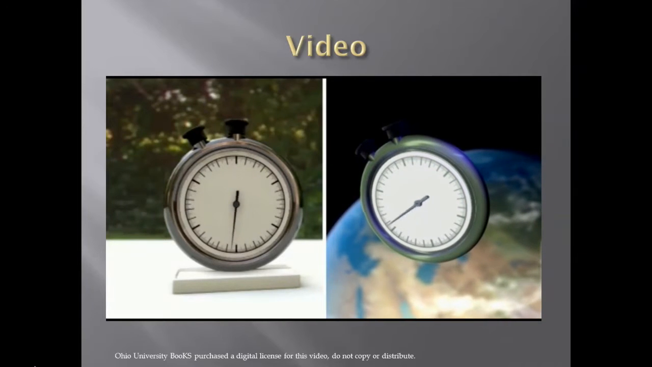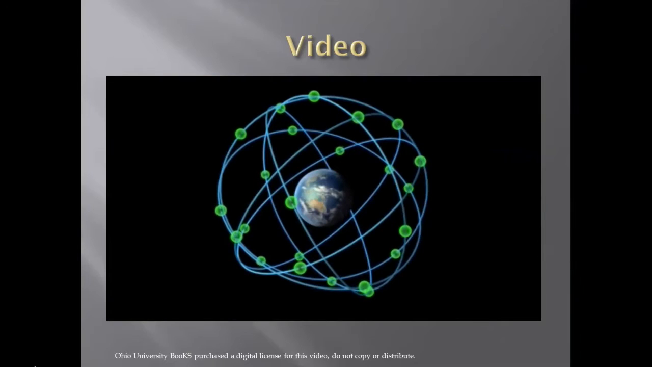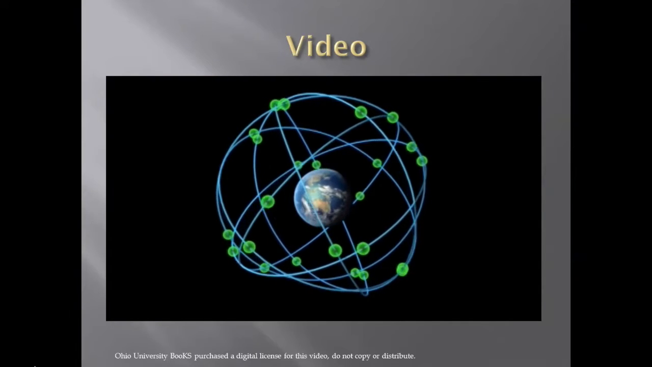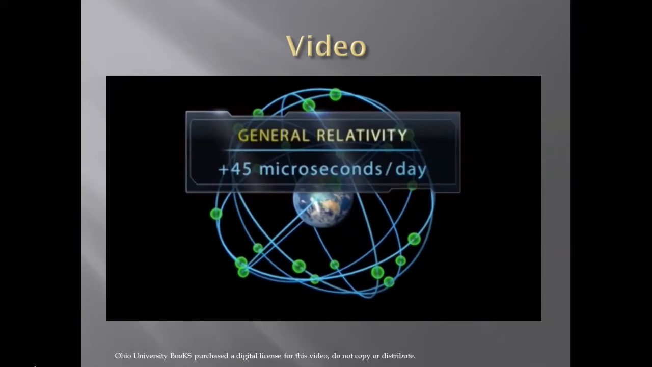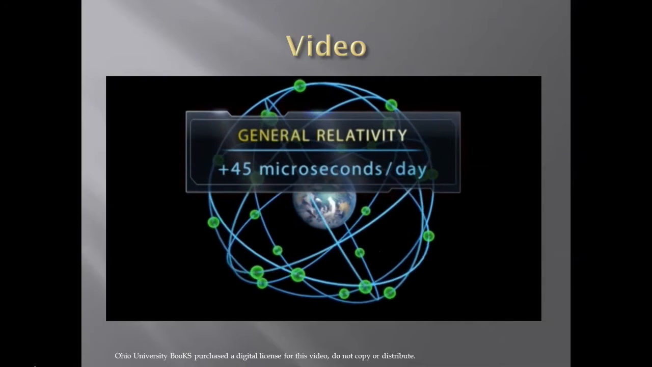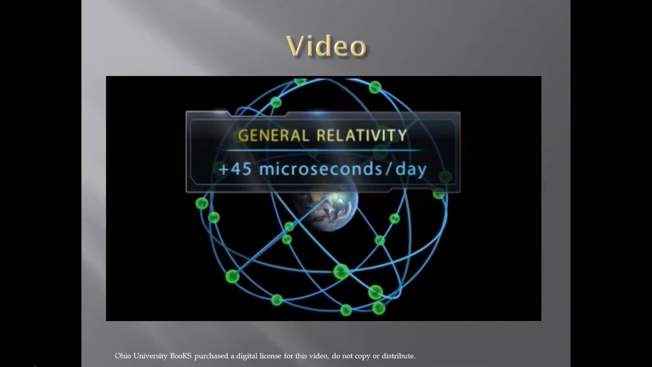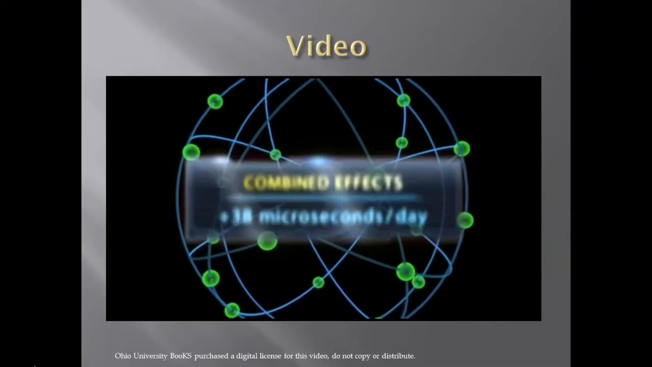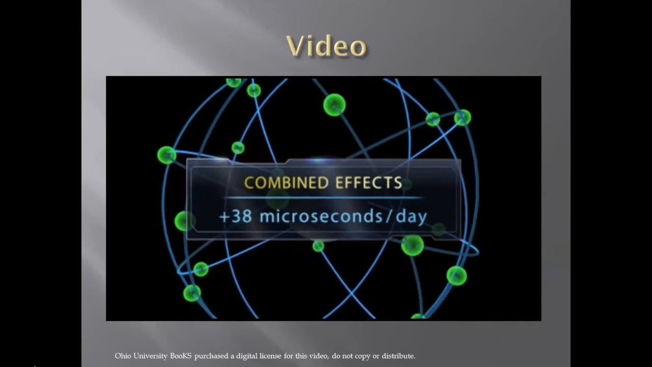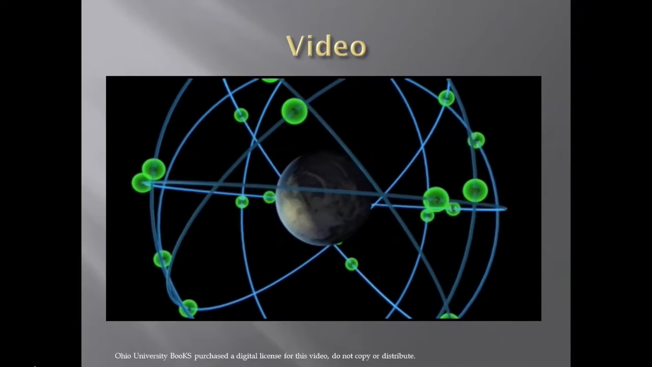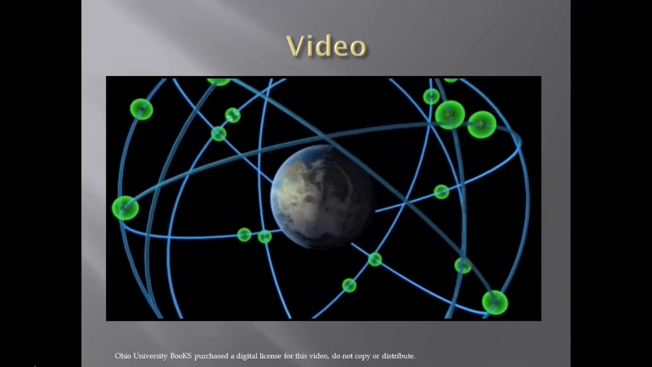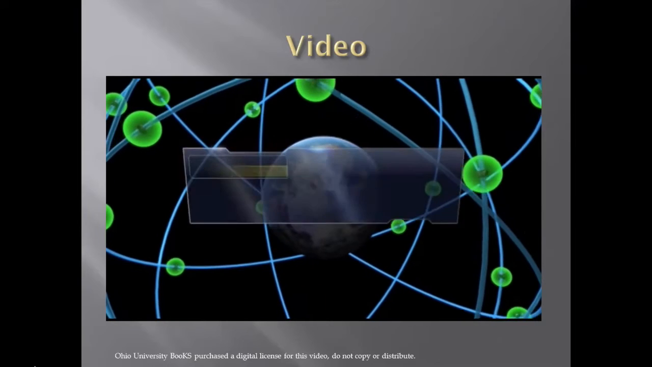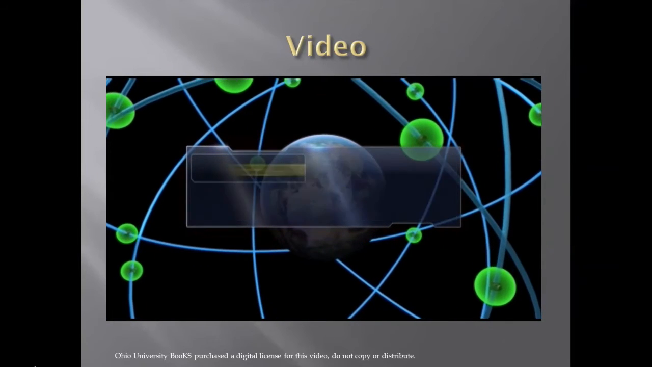The GPS satellites are located 20,000 kilometers above Earth, where gravity is much weaker than on the surface. Due to general relativity, satellite clocks run 45 microseconds faster daily. When we combine the effects of special and general relativity, satellite clocks run 38 microseconds fast every day. This may not seem like much, but if uncorrected, all GPS measurements would be off by 11 kilometers daily.